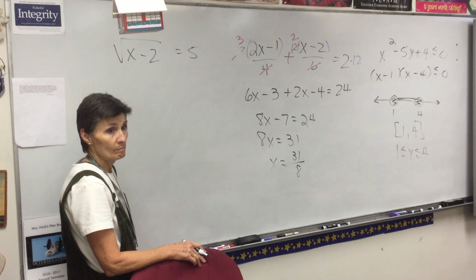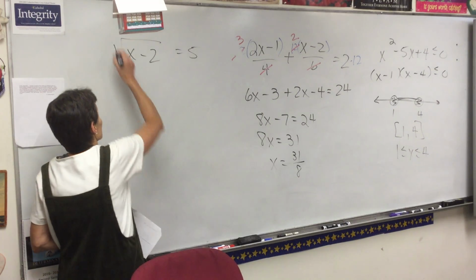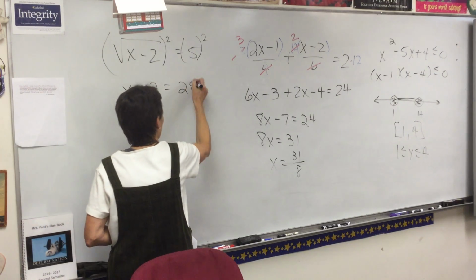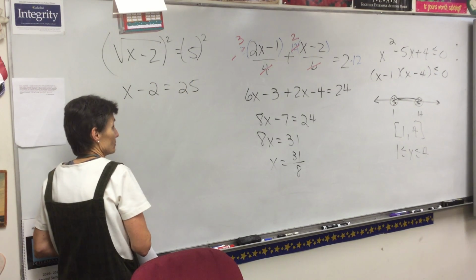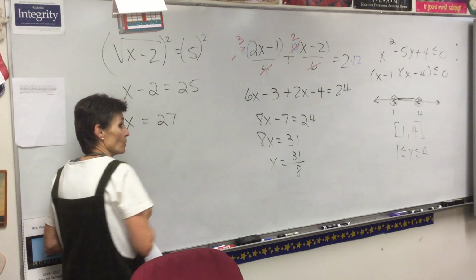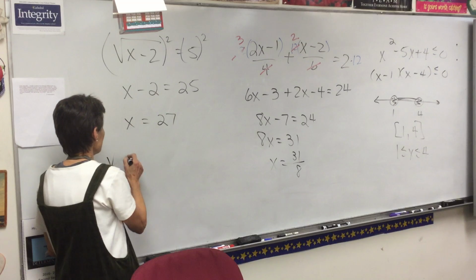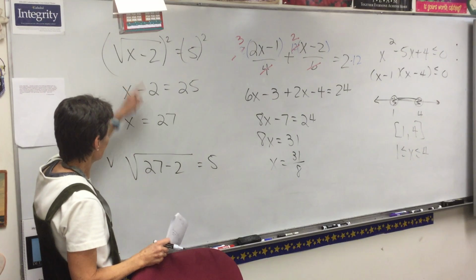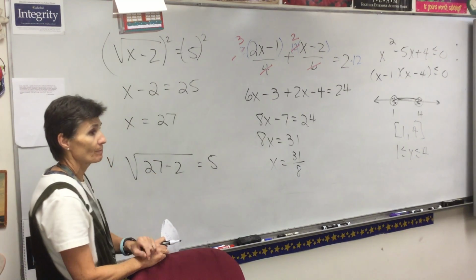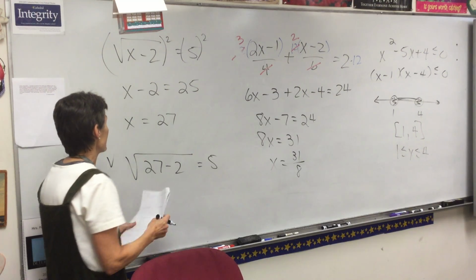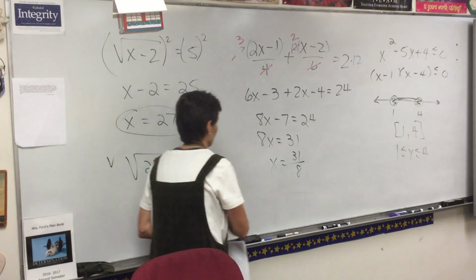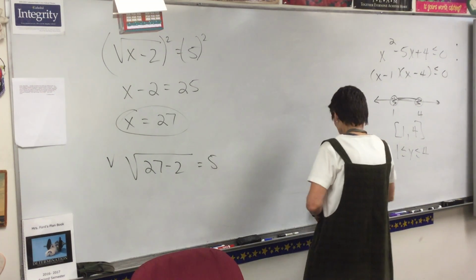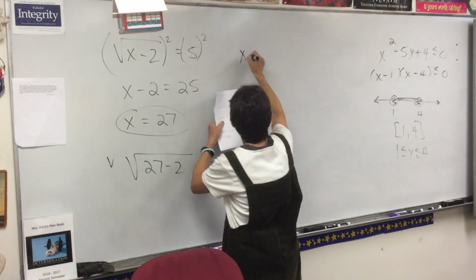What do I do? Square both sides. So x minus 2 equals 25. And x equals 27. This is the kind I need to check. So does that check out? If I put 27 in for my x, does that work out? It surely does. So the answer is 27. Now we got one of the big ones.